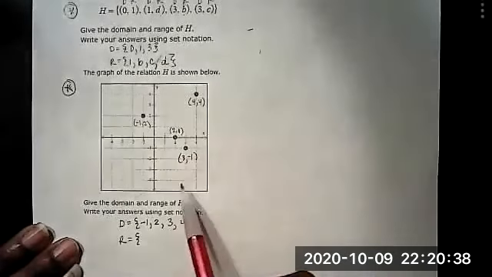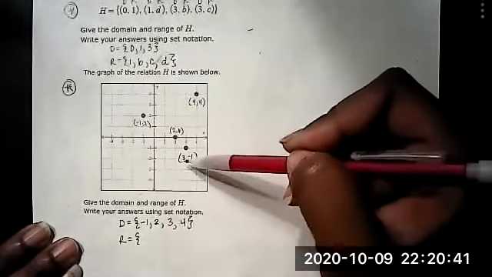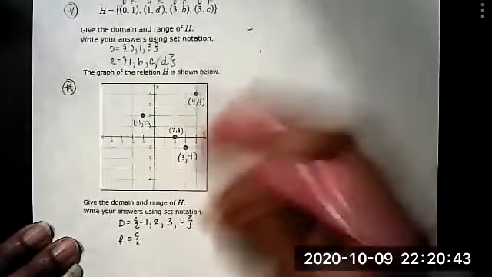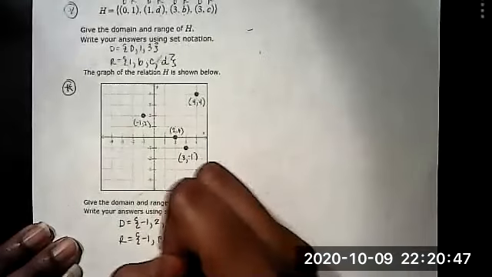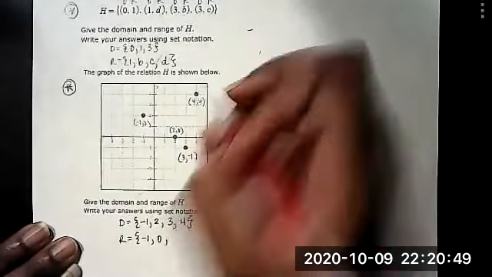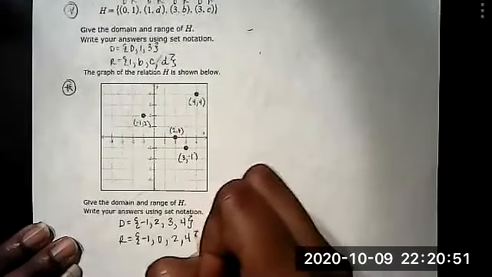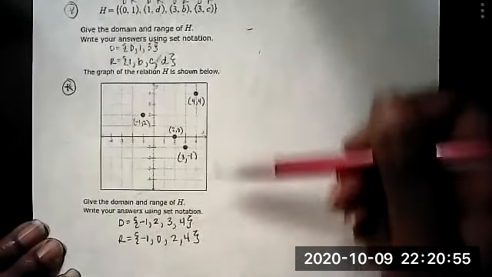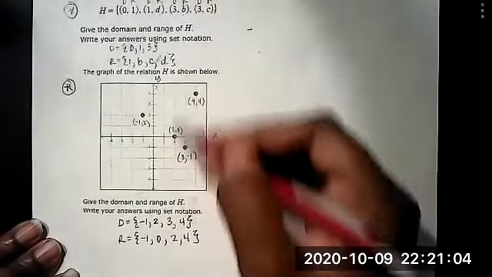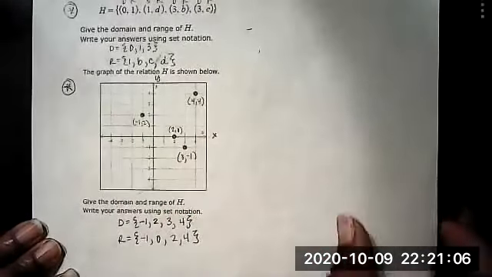And then for my range values, I'm going to start down here. It's -1. Then I go up to 0, then up to 2, and then up to 4. That's how I'm going to do my range. So range is really up and down, and domain is side to side, because one axis represents X and the other represents Y.